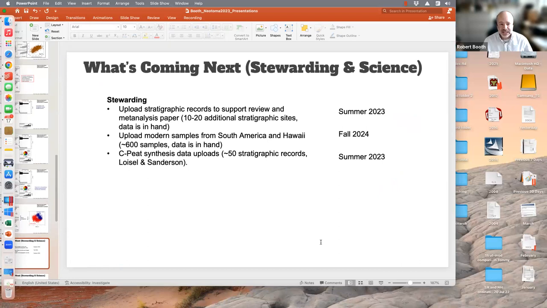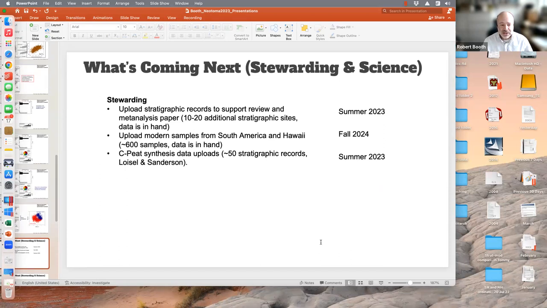Okay, so what's coming next? In the sorting category, we plan to upload these stratigraphic records in association with this paper. So we're looking at 10 to 20 additional sites. That data is in hand. The hope is to get that up in summer 2023. Then we'll upload the modern samples from South America. We also have the Hawaiian data set ready to go, about 600 samples.